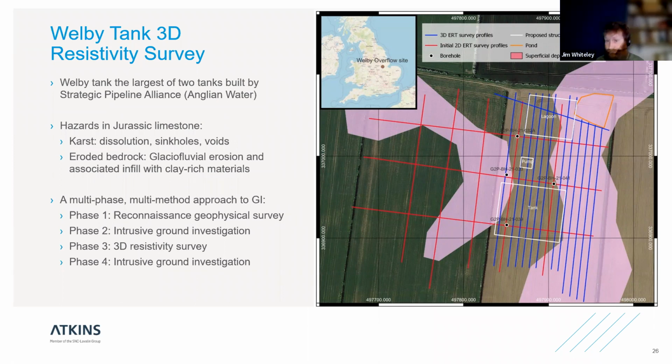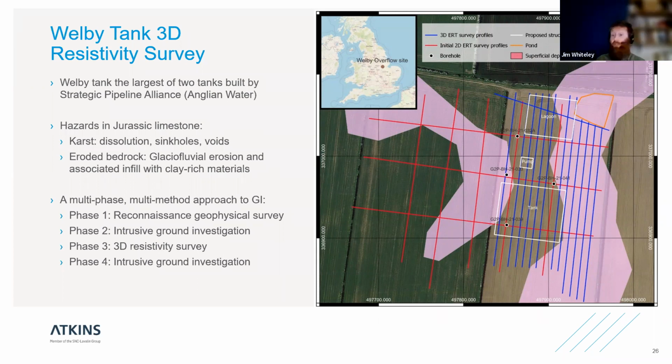So on the right there, we've basically got 2 fields which are under investigation for this project. The pink areas are the superficial deposits as mapped by the BGS. So that's just the available information that was there before the project. And then throughout the project, what's been done is there's been a multi-phase, multi-method approach to the ground investigation.